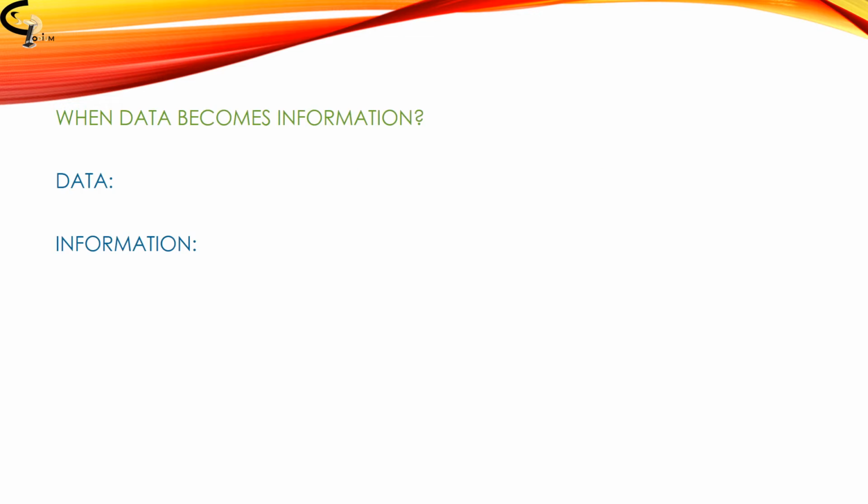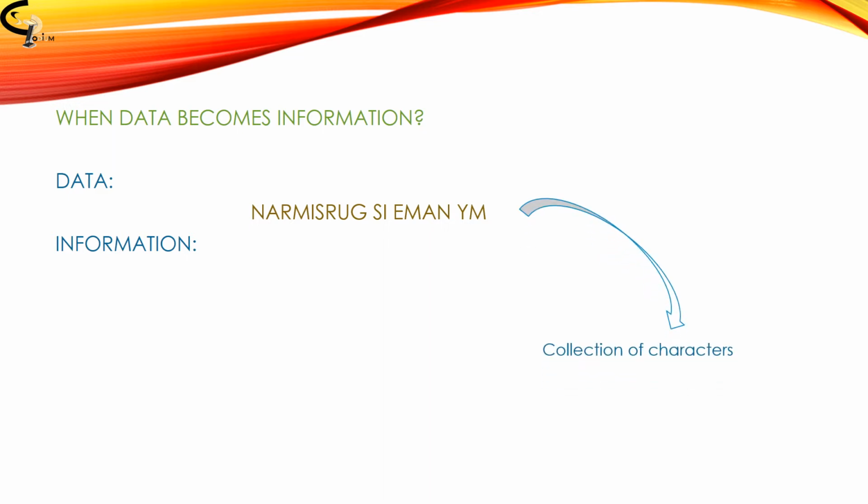Let's try to understand when data becomes information. There is a distinction between data and information. Let's try to understand what is that. When I say a collection of characters like this or a collection of symbols like this, then it is just data because I won't be able to understand that. Would you be able to tell me what is exactly written over here?